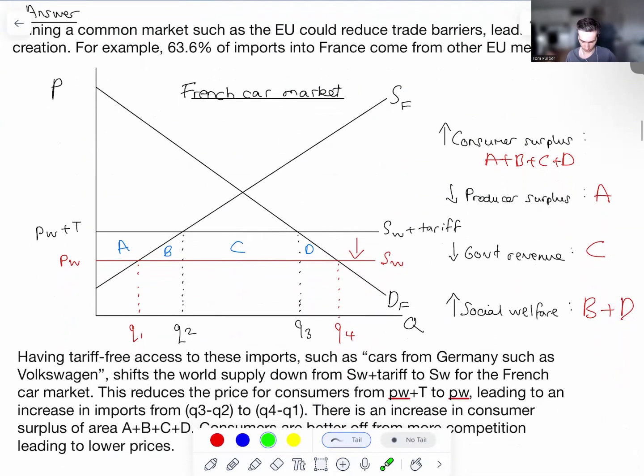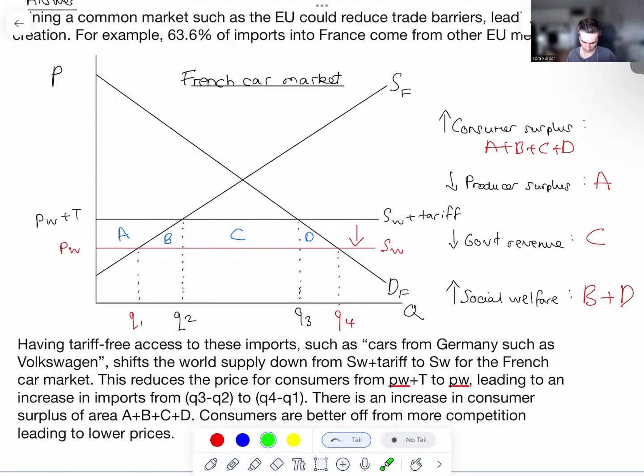And so what's that going to do? Well, let's explain the diagram. Having tariff-free access to these imports, such as the cars from Germany, such as Volkswagen, another use of the extract, shifts the world supply down from SW plus tariff down to SW. And this is for the French car market. That's going to reduce the price from PW plus T to PW, and that's going to mean there's more imports. So imports before were between Q2 and Q3. Imports after were between Q1 and Q4 once the tariff is eliminated.